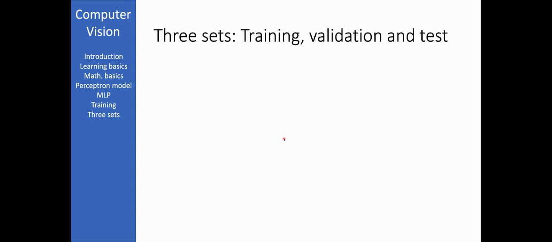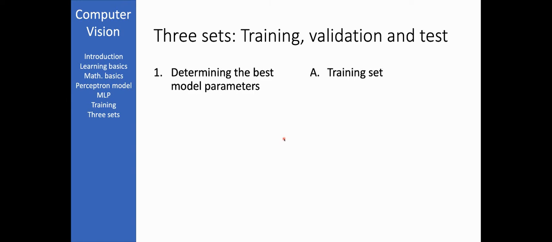First thing we want to study is the three sets: training, validation, and test. Whenever we embark on creating a new machine learning algorithm, or new deep learning algorithm for computer vision, we really need three different sets. The first one is a training set, where we will use it to determine the best model parameters.